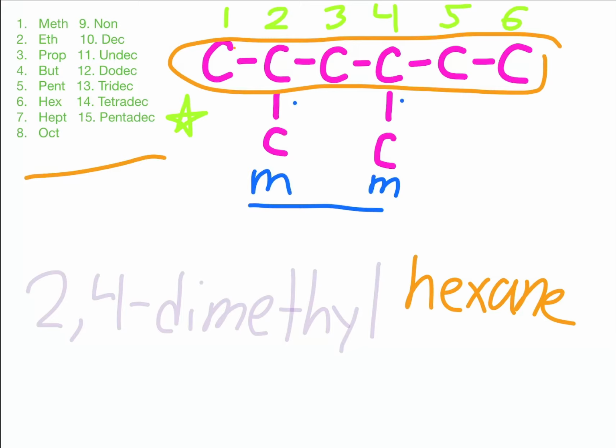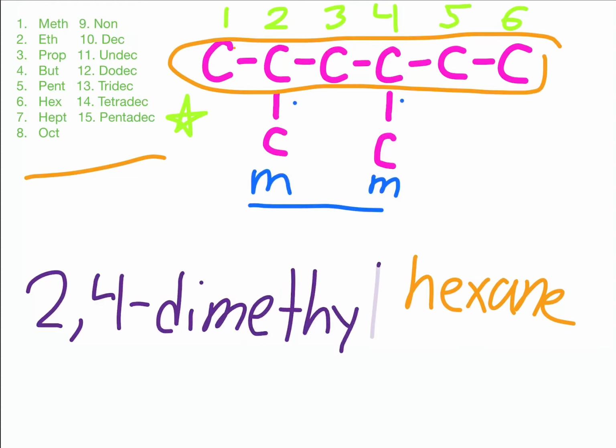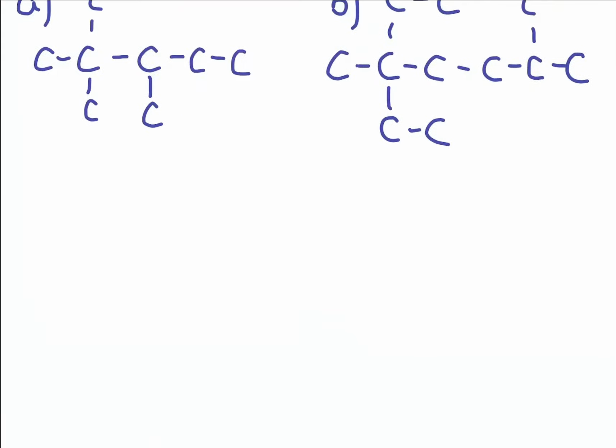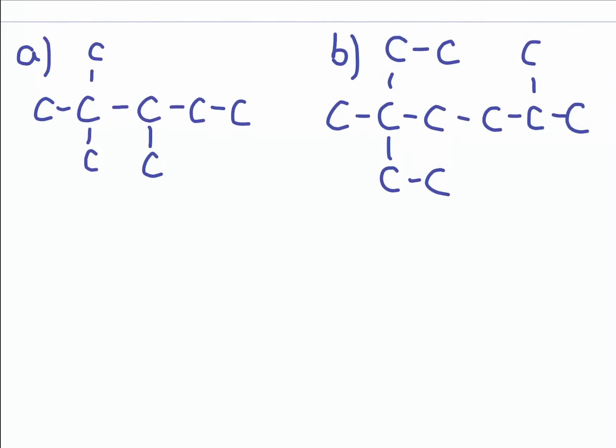Step 5 is to write the name as a single word. Use hyphens to separate numbers from letters and commas to separate one number from another. So, using steps 3 through 5, I know that there are 2 methyl groups on carbon 2 and on carbon 4. So, I can write it as 2,4-dimethyl, because there are 2 methyl groups. So, the total answer is 2,4-dimethylhexane.